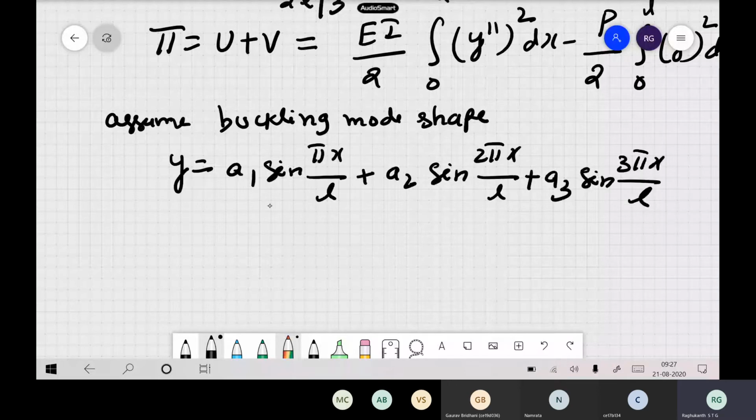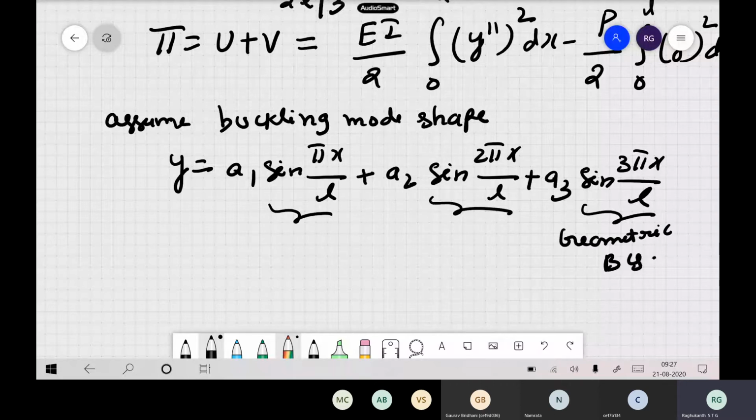Now why have we taken sine? The reason is that both ends are simply supported. So sine pi x by l, sine 2 pi x by l or sine 3 pi x by l satisfies your geometric boundary conditions. You have to ensure this when you assume the function. It has to satisfy the boundary conditions: bending moment is 0 and deflection is 0 at x equal to 0, and of course at x equal to l itself.